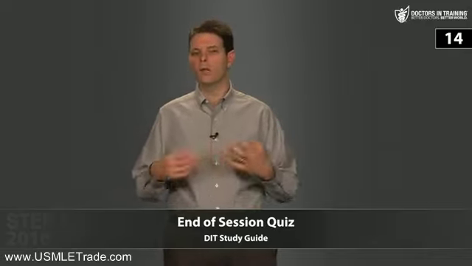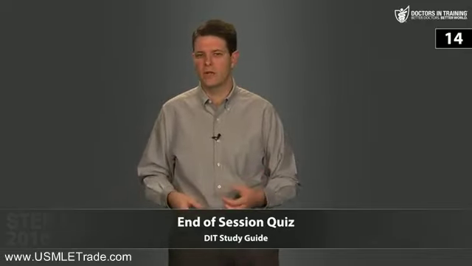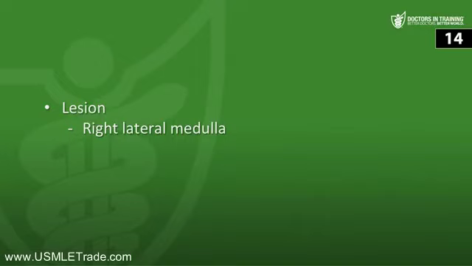Well, this patient has Wallenberg syndrome, which again is a lateral medullary stroke. So in this case, the lesion is in the right lateral medulla, and the vessel is the right PICA, or the posterior inferior cerebellar artery.